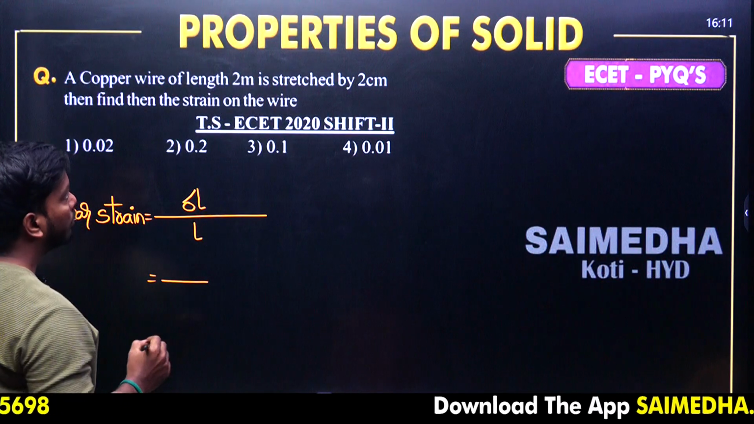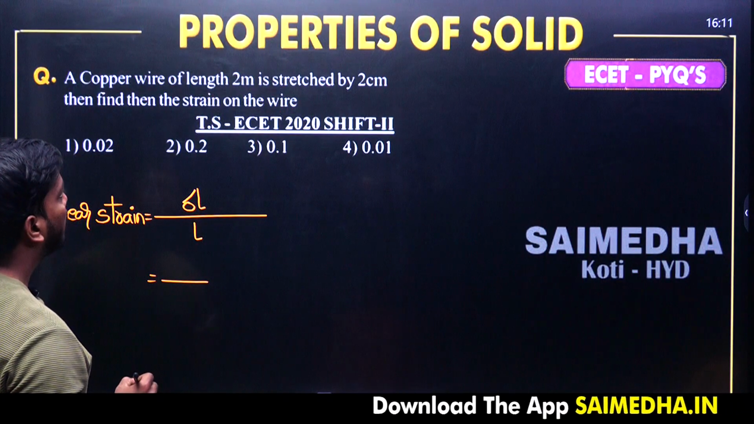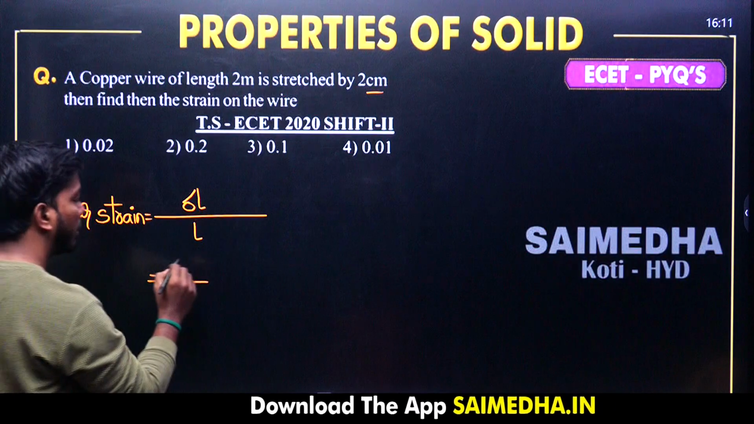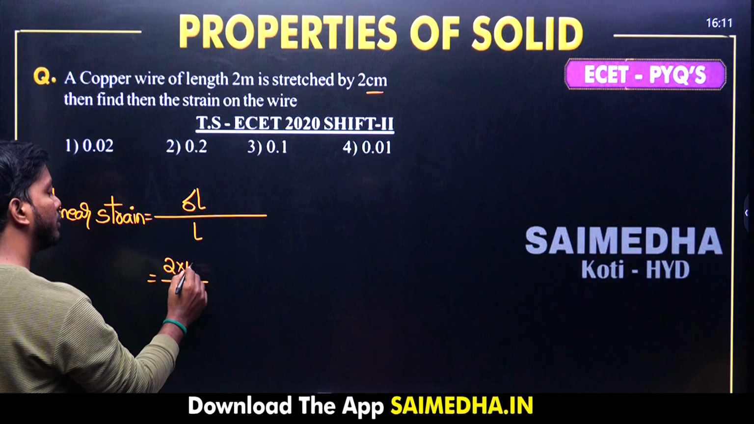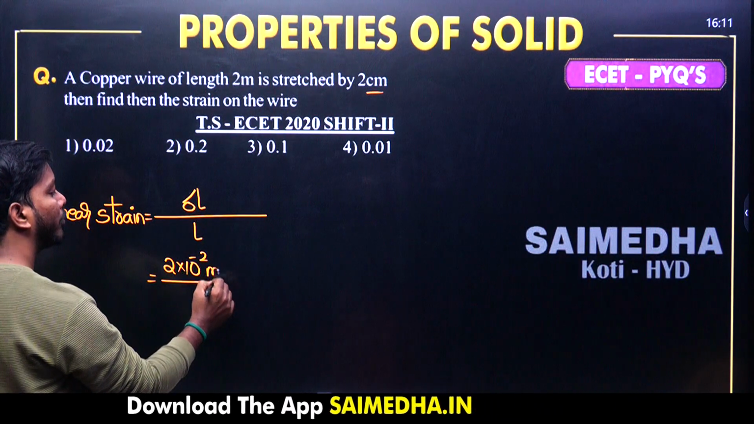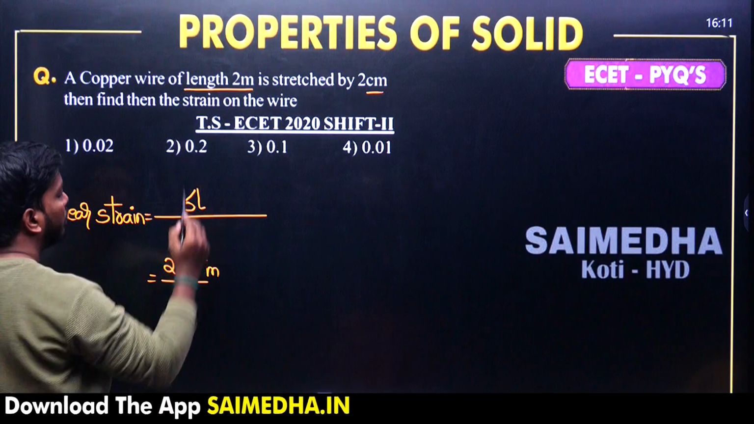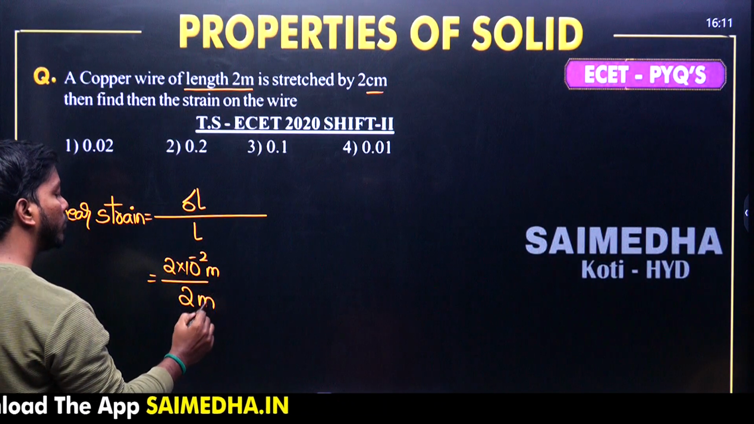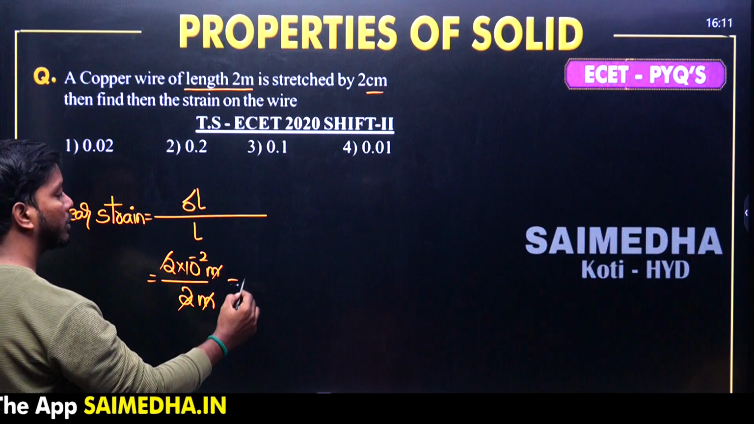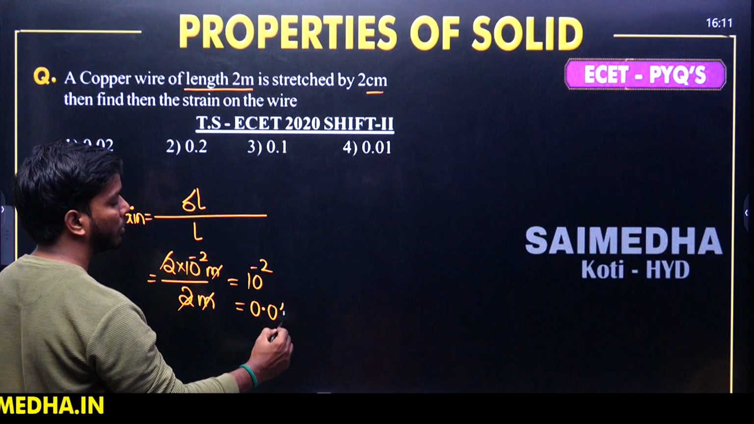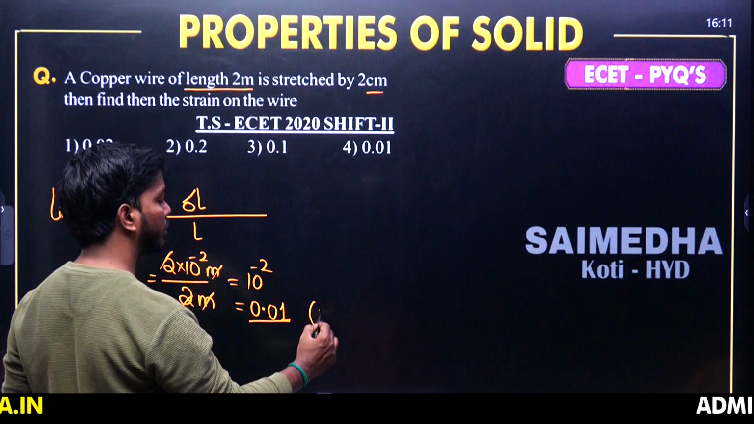Change in length given in the question is: copper wire of length 2 meter stretched by 2 centimeter. So this is the change in length, 2 centi. Centi is 10 to the power of minus 2, divided by original length. Original length is 2 meter. Meter cancels, 2 cancels. What is the answer? 10 to the power of minus 2, that is 0.01. Strain does not have any units, no units.